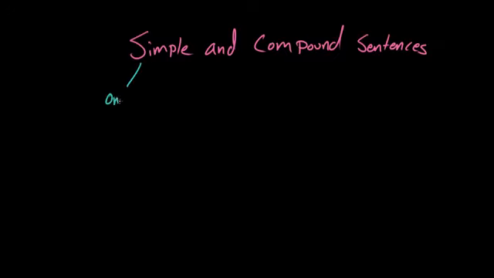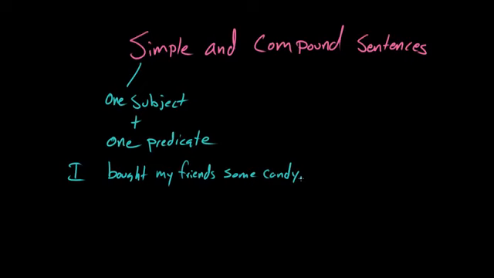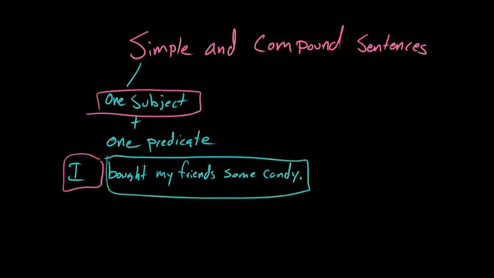A simple sentence consists of one subject and one predicate. And that's it. Right. So in the sentence, I bought my friends some candy, we got our one subject, I, and then we have our one predicate, bought my friends some candy. Now, all of this together is what we'd call an independent clause.